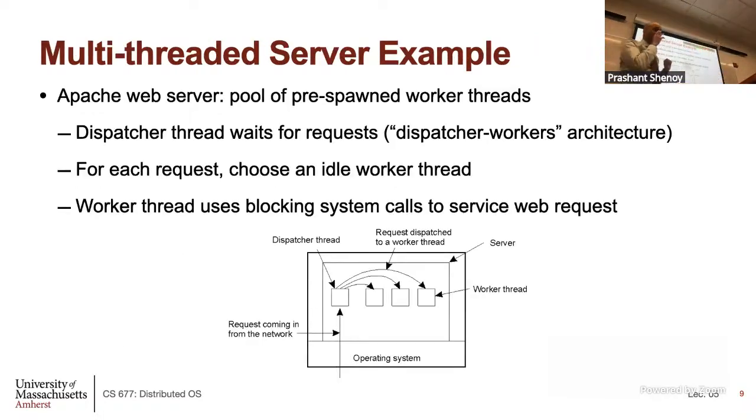Let's look at a server. How is a server going to be multi-threaded? The first question you should ask is, what inherent advantages do you get by making a server multi-threaded? The reason you want the server to be multi-threaded is that it's waiting for requests from clients. That's what the server does. A server receives requests from clients, processes them, and sends back responses.